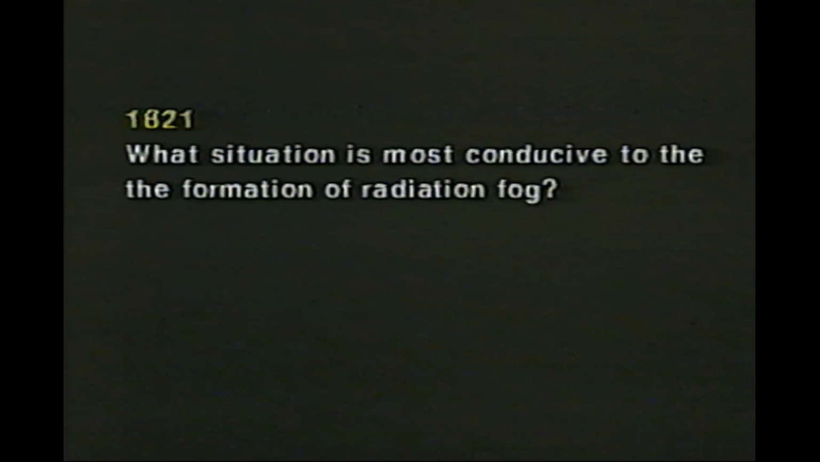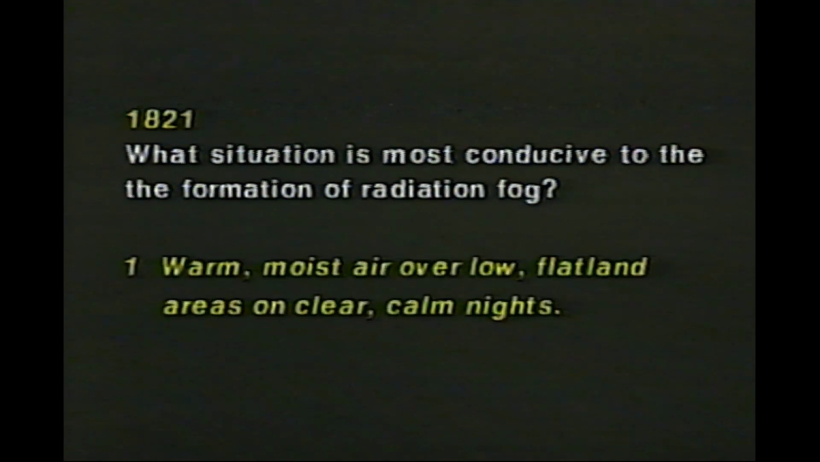I can guarantee you that in severe turbulence in a little Cessna or a little Piper, your airspeed will vary all the way from stall into the yellow arc. And all you can do is maintain a level flight attitude or attempt to. If you tried to chase the airspeed indicator, you wouldn't be up there for 5 seconds. Question 821, what situation is most conducive to the formation of radiation fog? Answer 1, warm, moist air over low flatland areas on clear, calm nights.